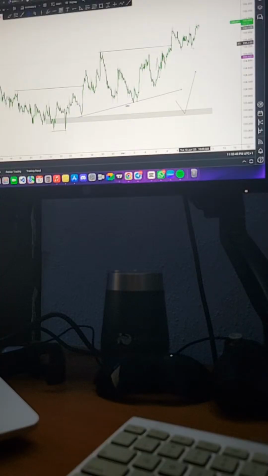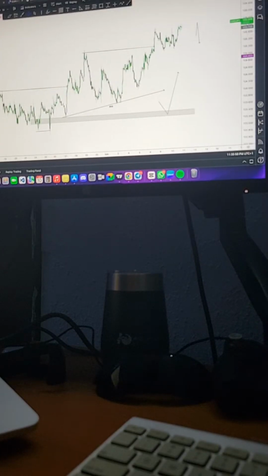So let me show you guys what is happening on CAD JPY. So all these are pairs that I have eyes on. I'm actually observing them gradually. Like I said, this is a game of patience. You just need to wait for the perfect timing. You don't have to rush the market. So I'm expecting. Let me see what's going on here.